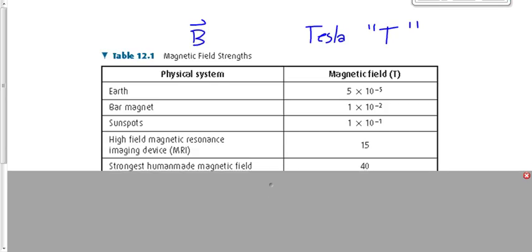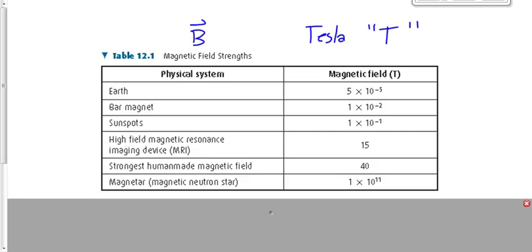This gives you some idea as to how strong an MRI machine is. The strongest magnet ever made by people is about 40 Tesla, only about twice the strength of an MRI machine. So MRIs are pretty strong magnets, right? If we only have the technology to generate a magnetic field that's twice that, then MRI machines are pretty strong magnets. Now this is what you don't want to get close to, especially if you've got those shards of metal in your eye: a magnetic neutron star.